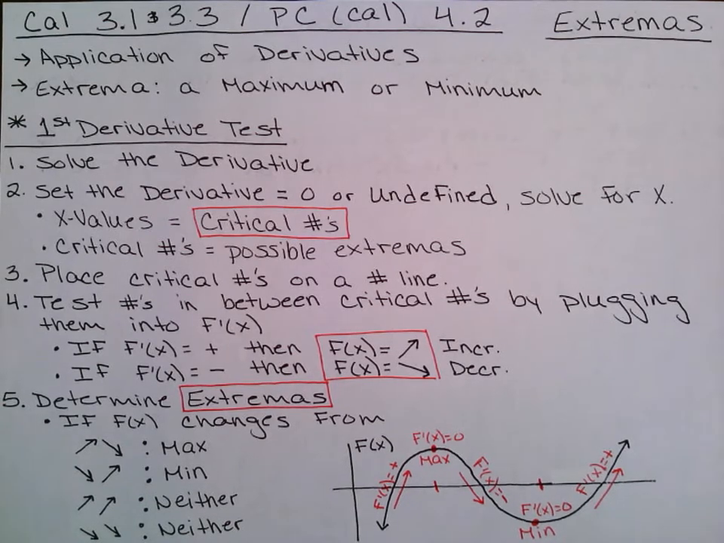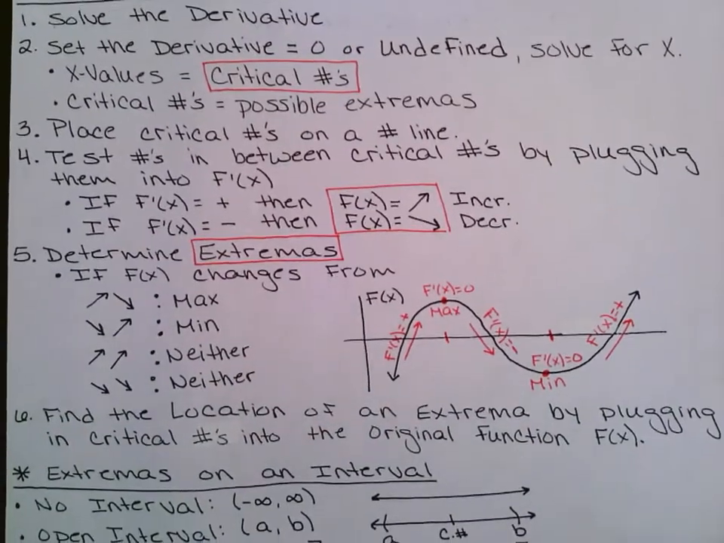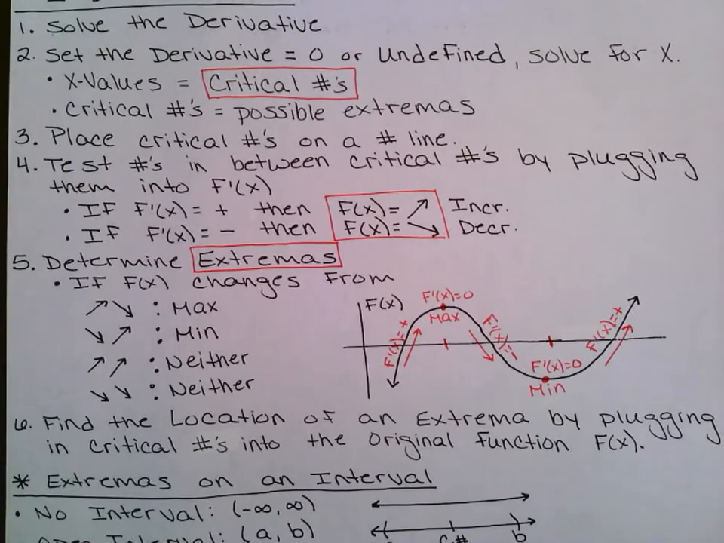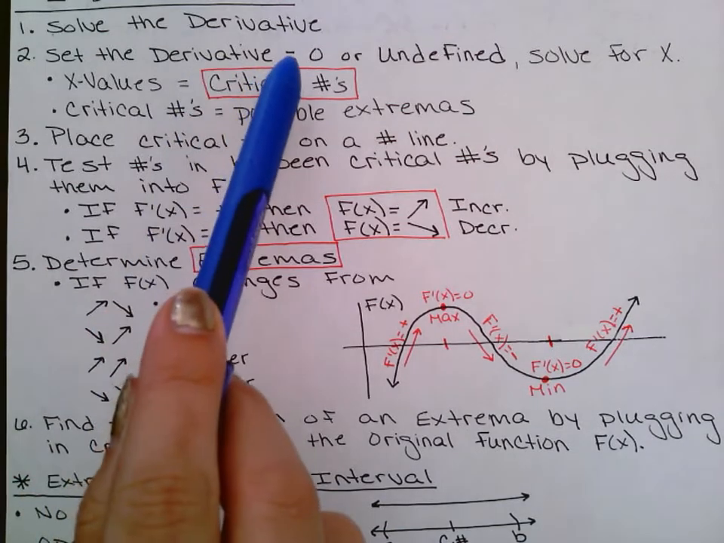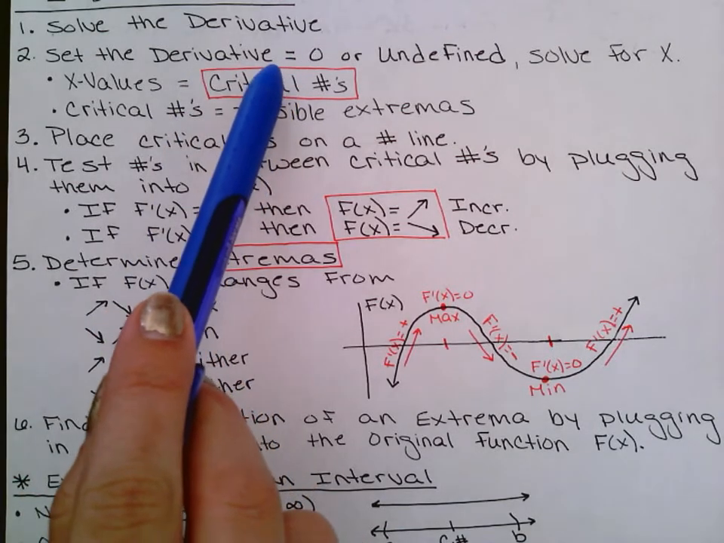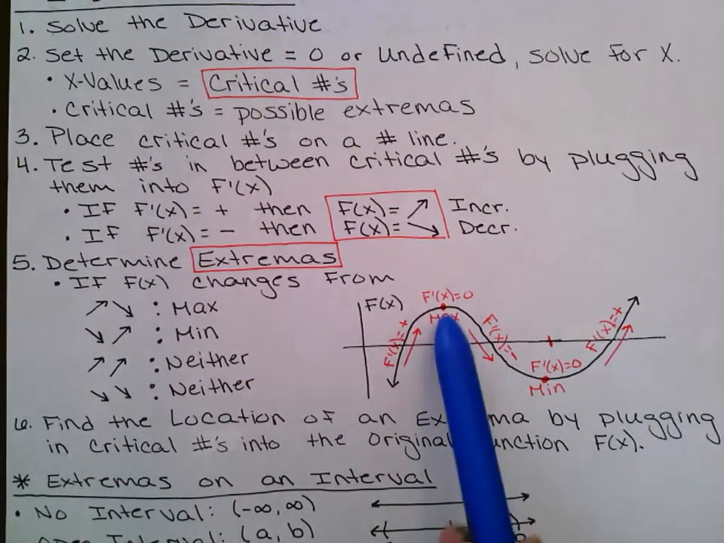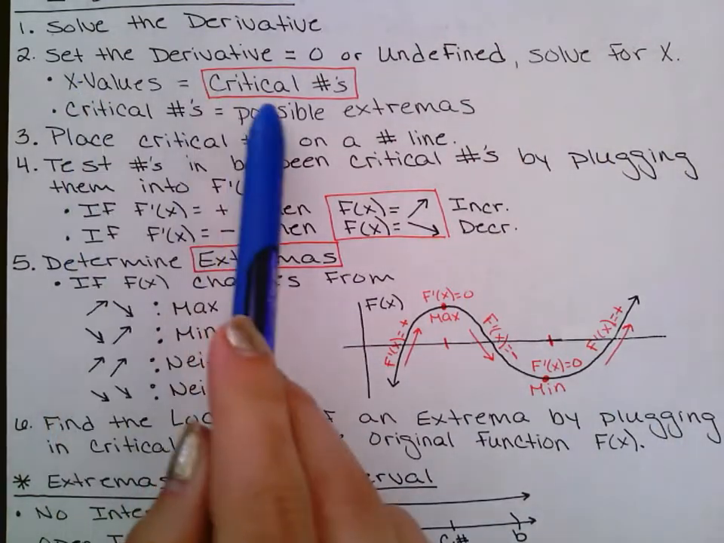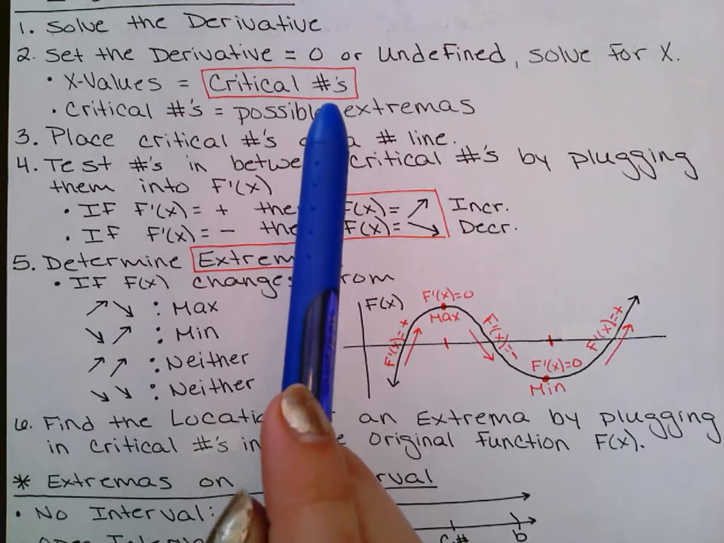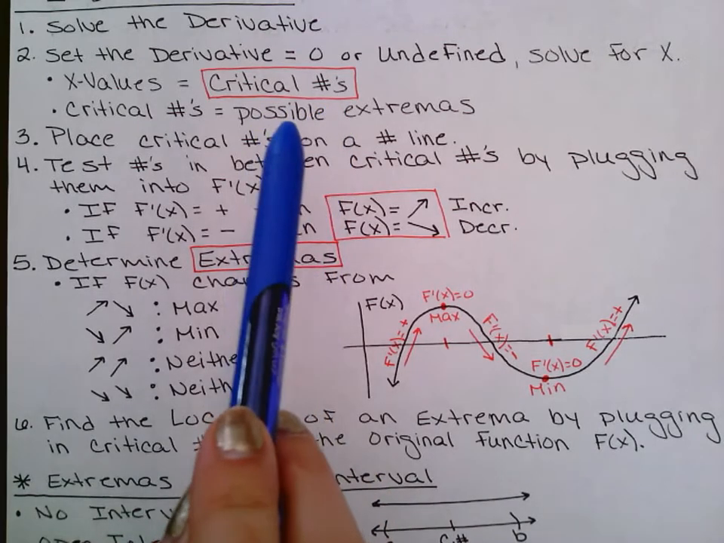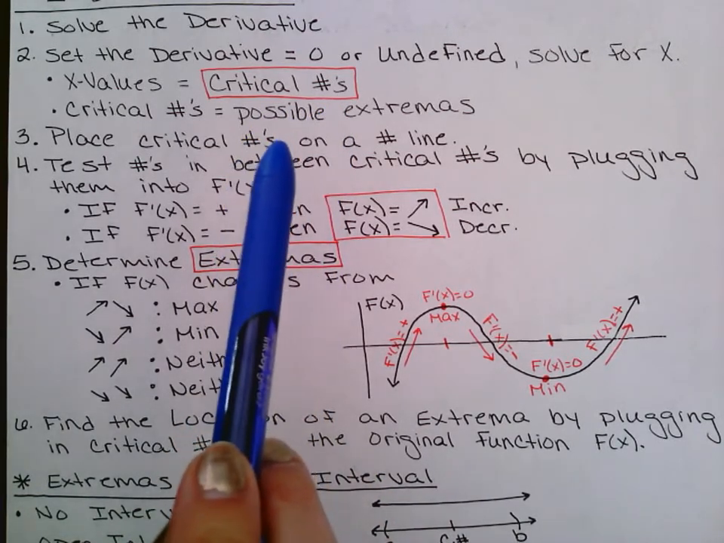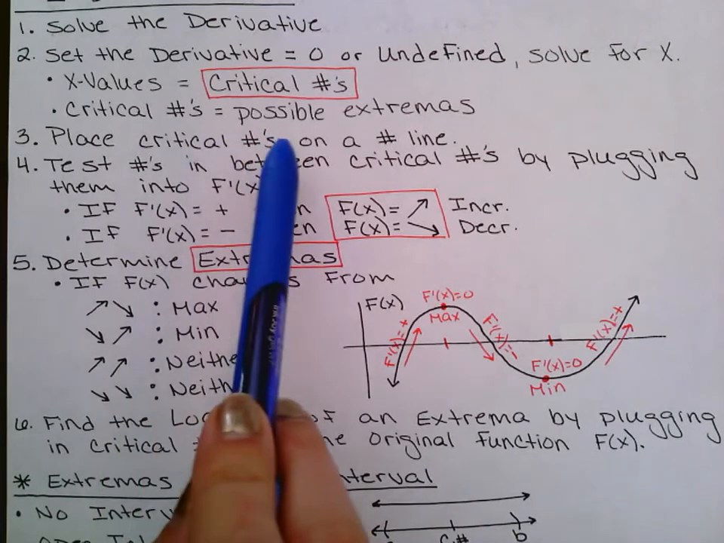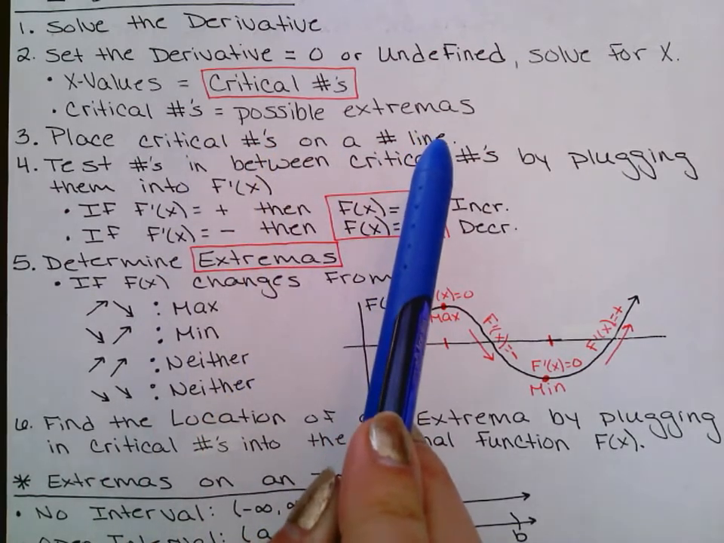So here are your 6 steps, okay? Step 1 is going to be to solve the derivative, okay? If you set the derivative equal to 0, meaning the slope equal to 0, okay, you will be solving for the x's. Those x values are called your critical numbers, okay? Take critical numbers as like a number bank. Critical numbers are your possible extremas, so your possible maximums.